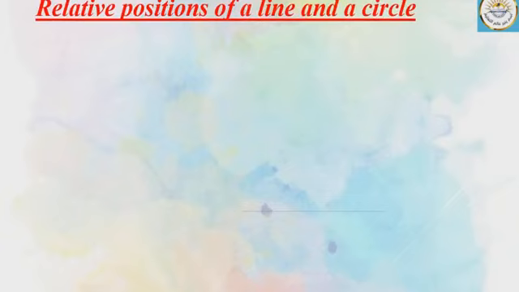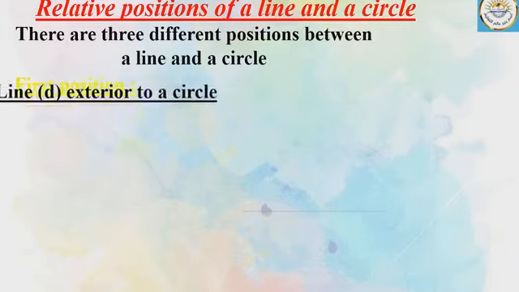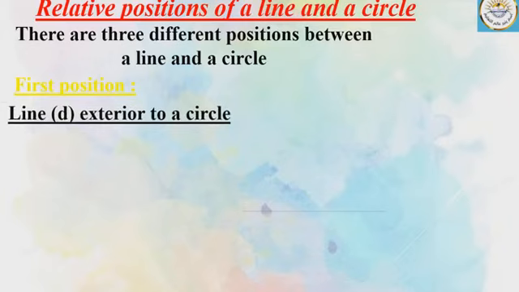Relative positions of a line and a circle. There are three different positions between a line and a circle. First position, line D exterior to a circle.